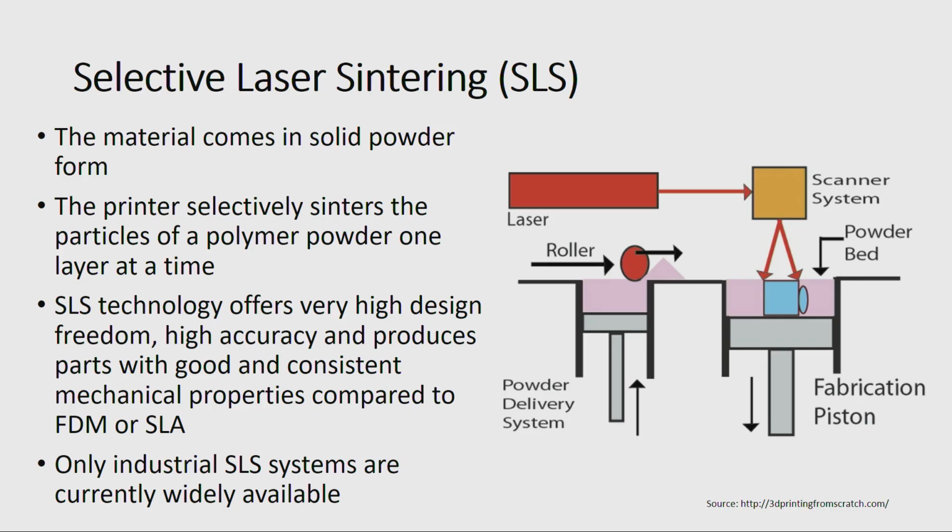And then a laser source is there, and a laser scanner system that will direct the laser beam to the XY axis positions which are required. Here the laser scanner and laser pointing system are similar to the SLA 3D printing method, but the only difference is that instead of a liquid resin, here we are using a powder material.